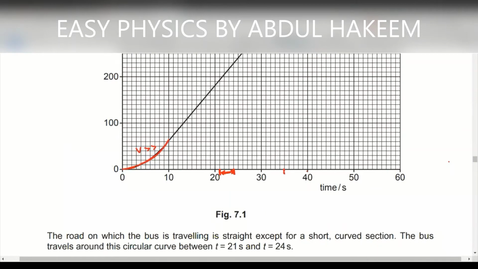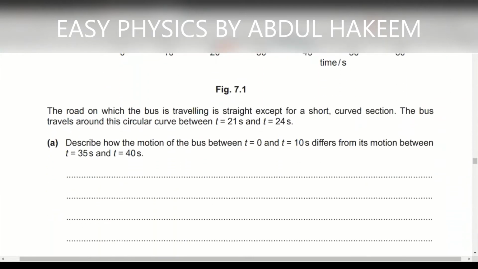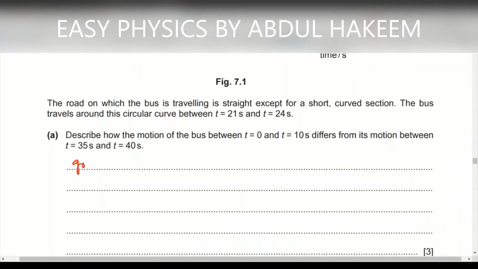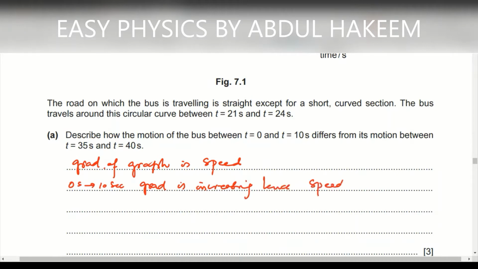So we will write here, first, the gradient of the graph is speed. From 0 seconds to 10 seconds, the gradient is increasing, hence the speed of the bus is increasing.